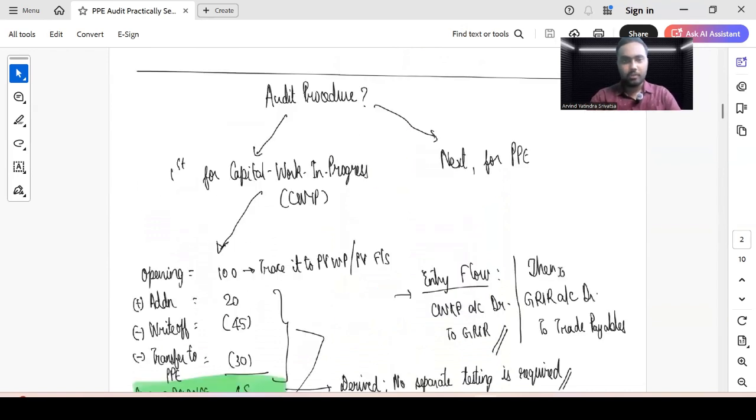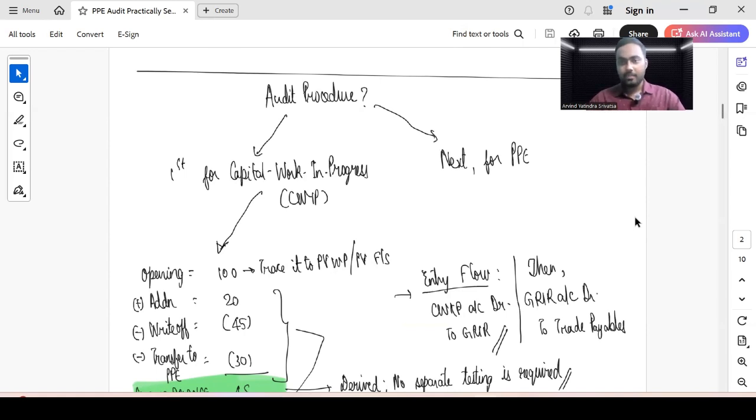So yeah, now we move on to the audit procedures, guys. What are the audit procedures we need to be doing for capital work in progress? Let's first look at capital work in progress. Then let's move on to PPE, because you need to understand what capital work in progress is and how it works to get an understanding of how PPE works. It's very simple.